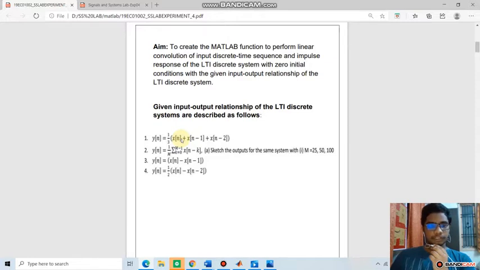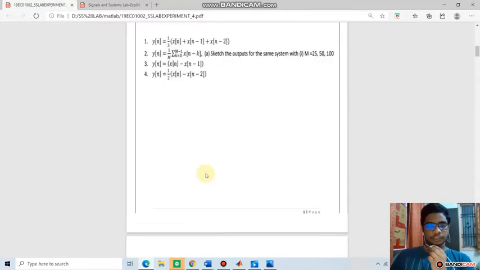y of n is equal to 1 by 3 times x of n plus x of n minus 1 plus x of n minus 2. y of n is equal to 1 by M sigma k equals 0 to M minus 1 of x of n minus k. y of n is equal to x of n minus x of n minus 1, and y of n is equal to half of x of n minus x of n minus 2.